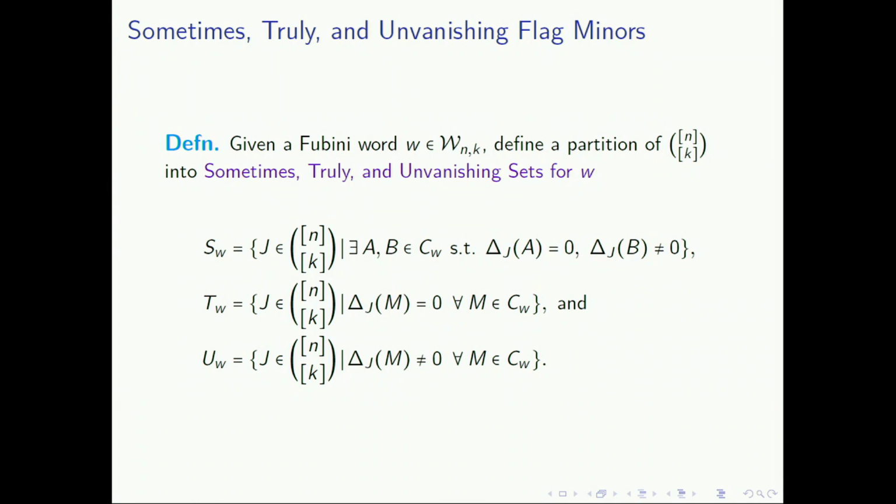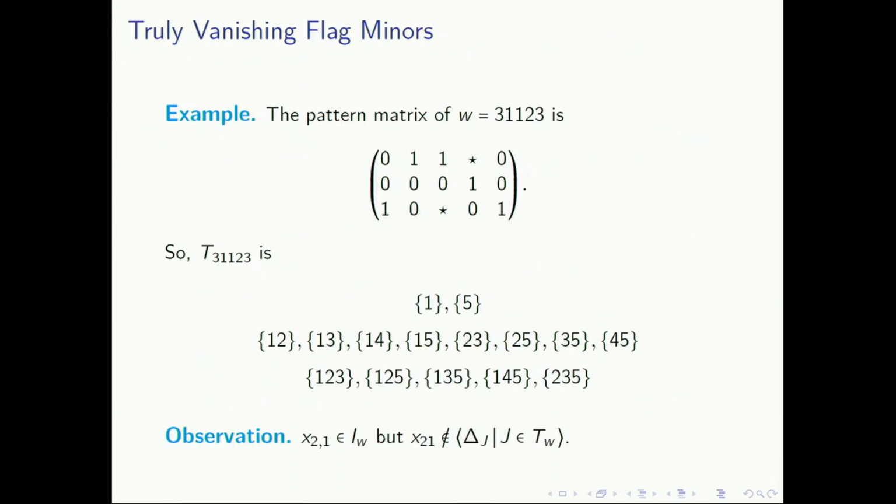Okay, so let's then take the set of all subsets of the numbers from 1 to n of sizes 1 through k and partition them according to whether or not this PR cell either sometimes vanishes, always vanishes, which we'll call truly vanishing, and then unvanishing, meaning they could not possibly vanish on the spanning line configuration. So these are the important sets to pay attention to, S sub W, T sub W, U sub W. And so here, now I can write down all of these truly vanishing flag minors for a particular example, 3, 1, 1, 2, 3, because the list isn't so bad now. Some of them are size 1, some of them are size 2, some of them are size 3. But I found this very interesting when I first started studying this.